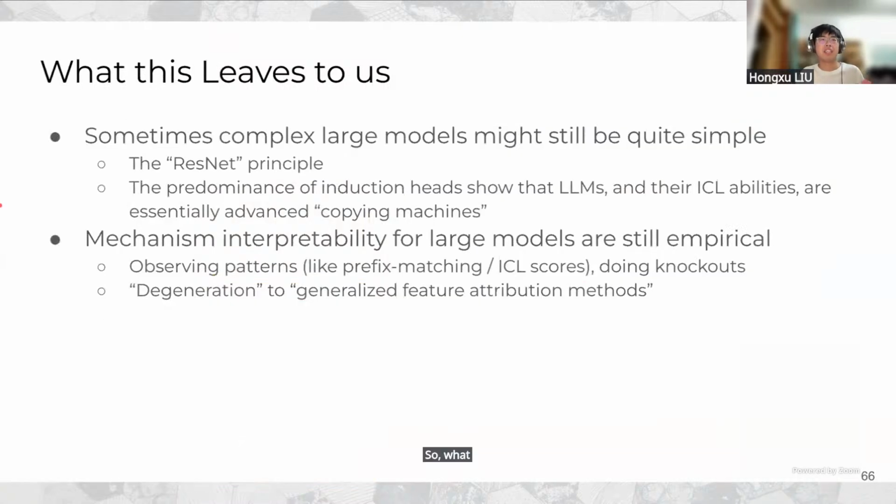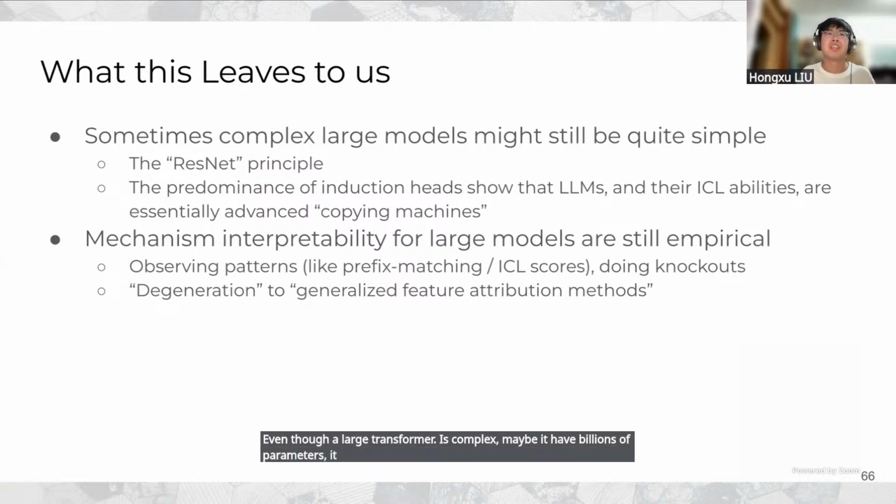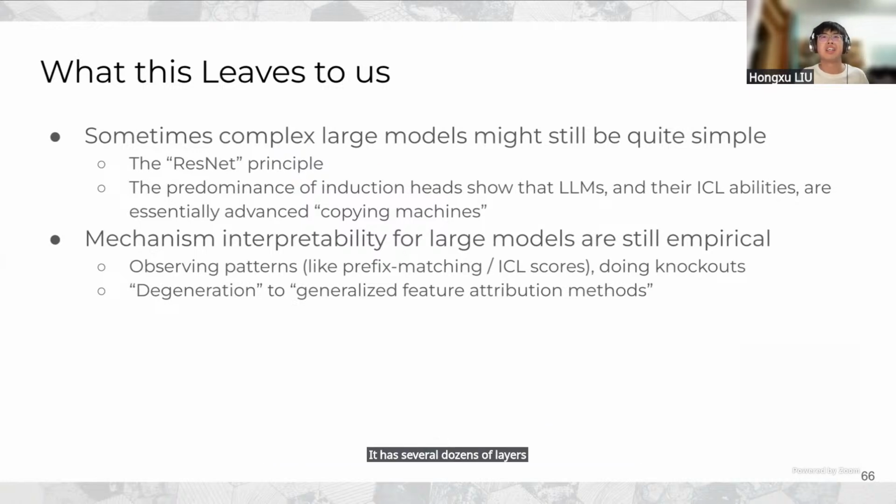So what does this leave to us? That is, sometimes, even though a large transformer is complex, maybe it has billions of parameters and several dozens of layers, it might still be quite simple.